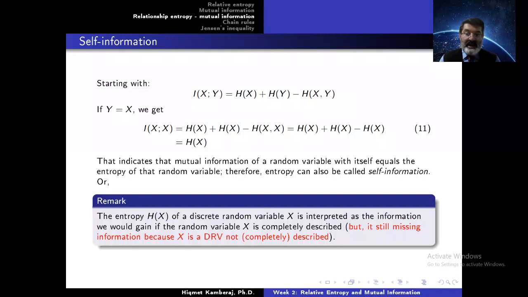Or, as a remark, the entropy H of x of a discrete random variable x is interpreted as the information we would gain if the random variable x is completely described, but it is still missing information, because a discrete random variable is not completely described. All right, so this is something that we also mentioned last week.